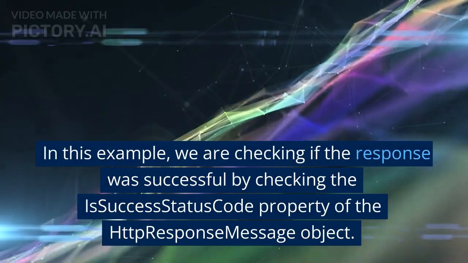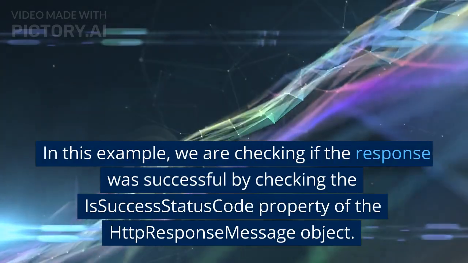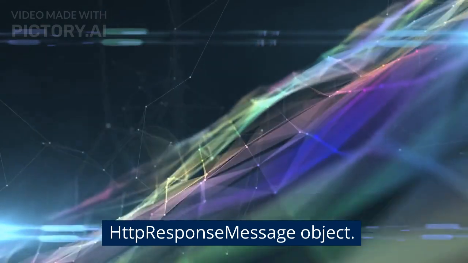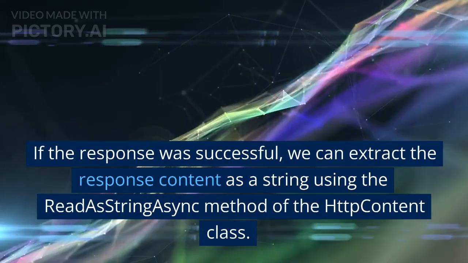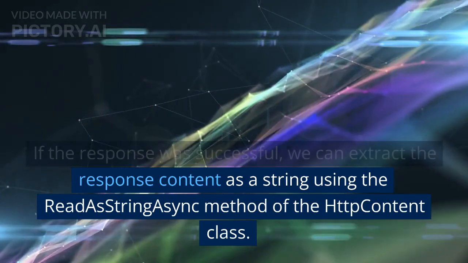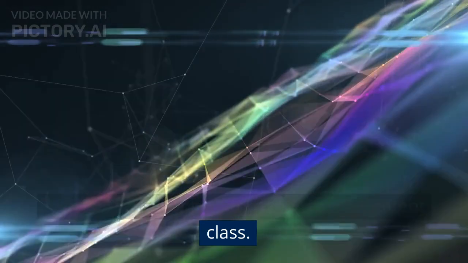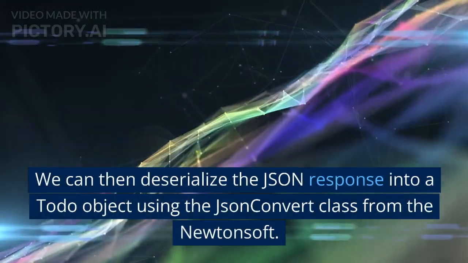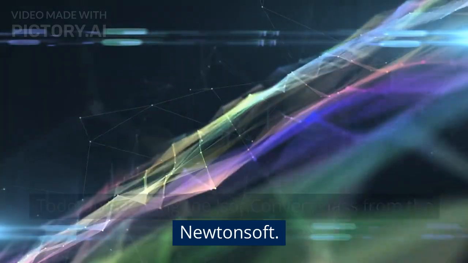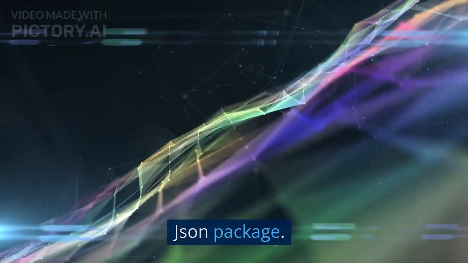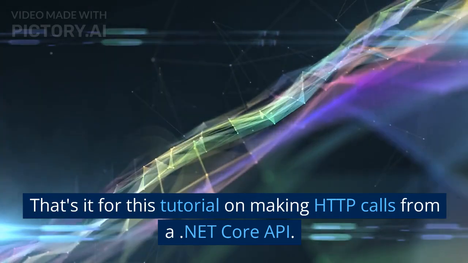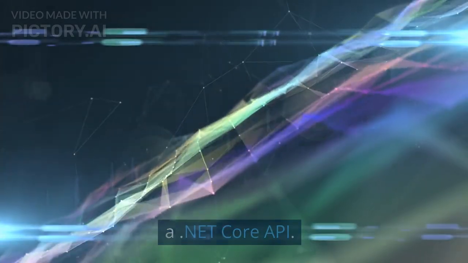In this example, we are checking if the response was successful by checking the IsSuccessStatusCode property of the HttpResponseMessage object. If the response was successful, we can extract the response content as a string using the ReadAsStringAsync method of the HttpContent class. We can then deserialize the JSON response into a Todo object using the JsonConvert class from the Newtonsoft.Json package. Conclusion. That's it for this tutorial on making HTTP calls from ASP.NET Core API.